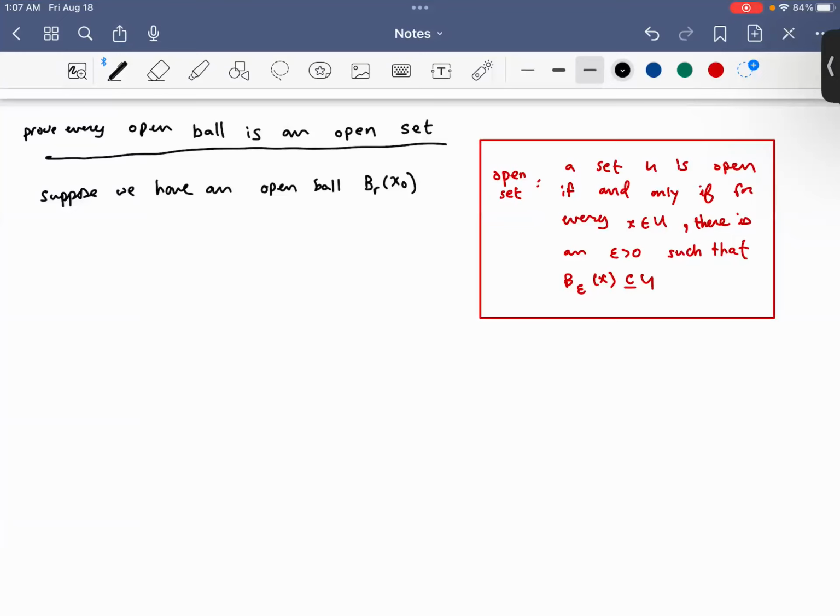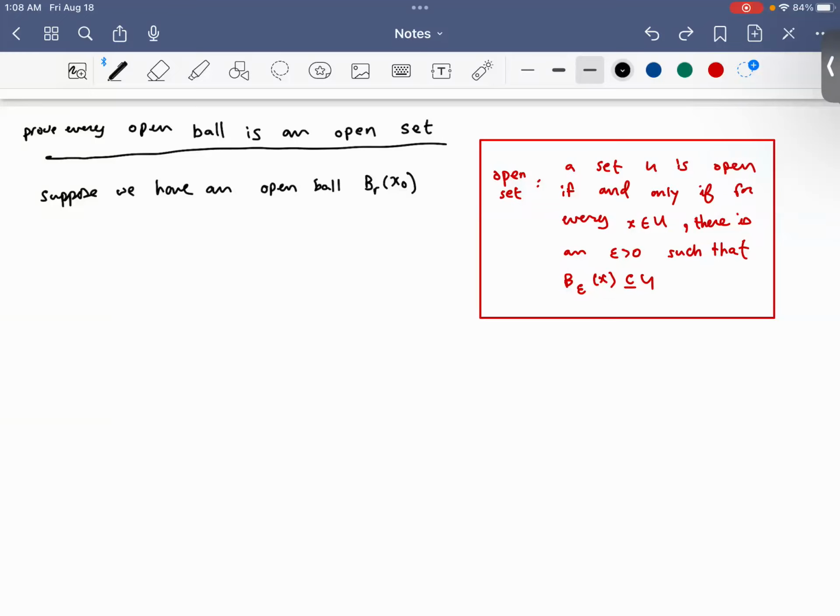All right, so in this video, I'm going to be showing how to prove that every open ball is an open set. An important thing is to take note of the definition of open set to know where we're going with this. A set U is open if and only if for every x in U, there's an epsilon greater than 0, such that an open ball with radius epsilon around x is contained in U.